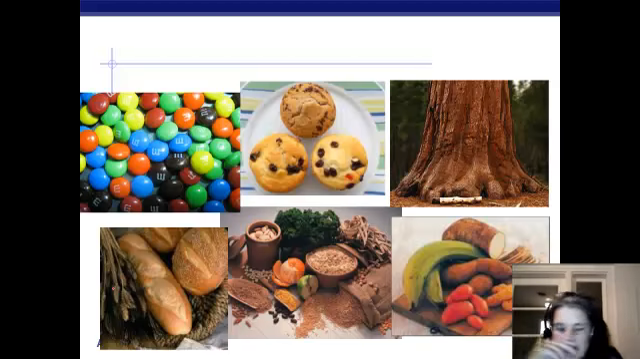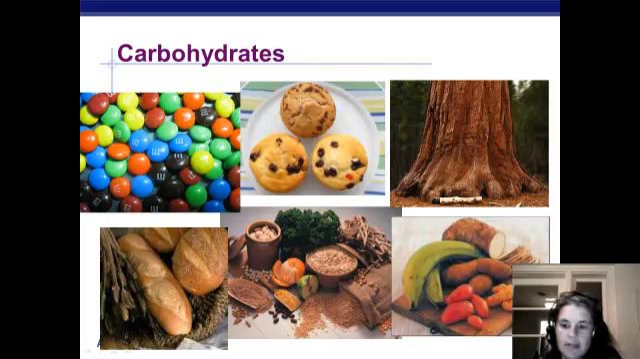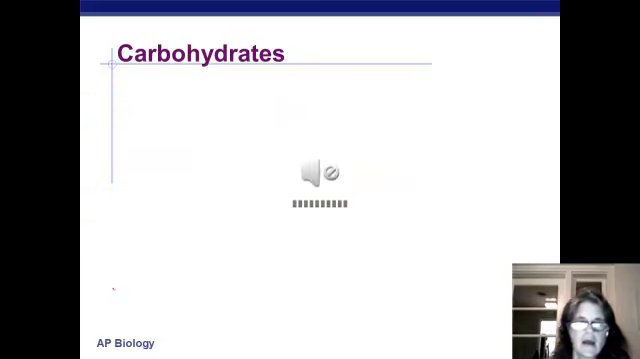When we think carbohydrates, we should think of all these things that you see on the screen before you. Sugars, starches, things that probably are not so yummy, like this tree trunk we're looking at here. That's a whole lot of carbohydrate too. So all of these things are examples of carbohydrates.